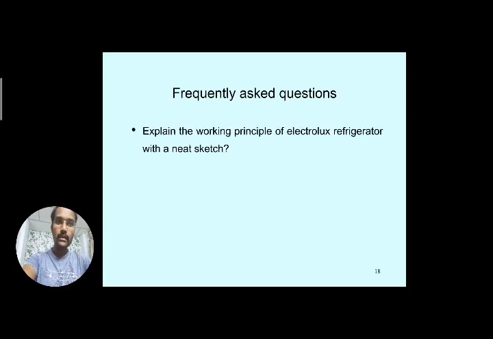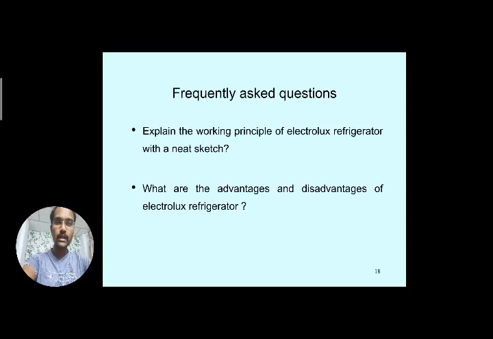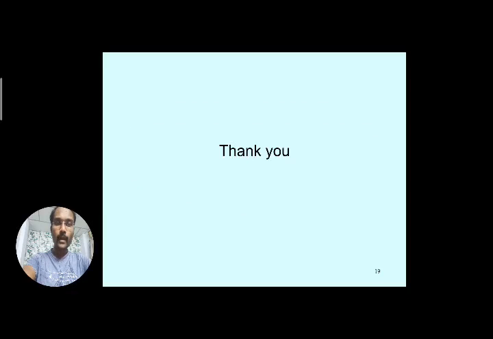You can write. Now the frequently asked questions, like: explain the working principle of the Electrolux refrigerator with a neat sketch. You can draw the diagram of the Electrolux refrigerator that we saw earlier, and explain the working principle component wise, how the working takes place. We also saw a number of advantages and disadvantages. The question is: what are the advantages and disadvantages of Electrolux refrigerators? You can write those points, which we have already seen. These are the few frequently asked questions in examinations.